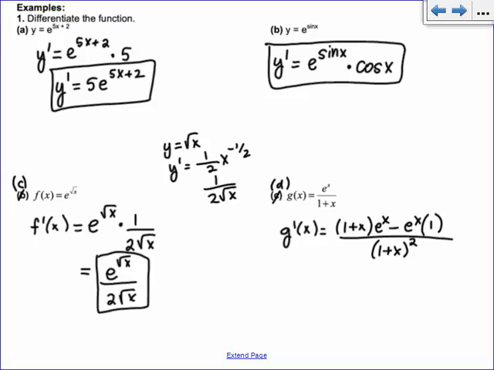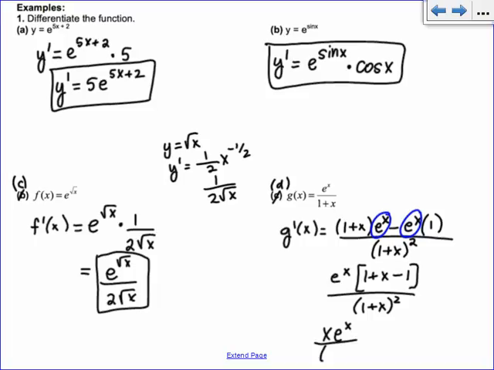So on the top here, we have e to the x twice. Every time I do the product rule or quotient rule, I always pull that thing out to the front. So I'm going to have e to the x out front. And then I have 1 plus x minus 1. So 1 plus x minus 1 becomes just x. So I'm going to have x e to the x all over (1 plus x) squared. Like that. Easy enough? We like the derivative of e to the x. It's always very, very simple.